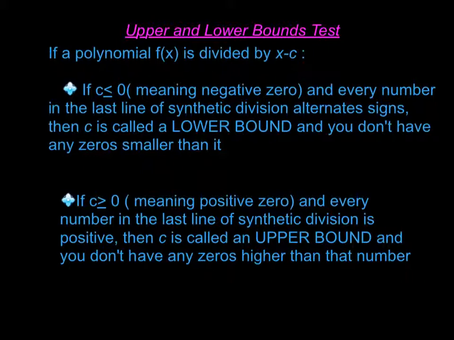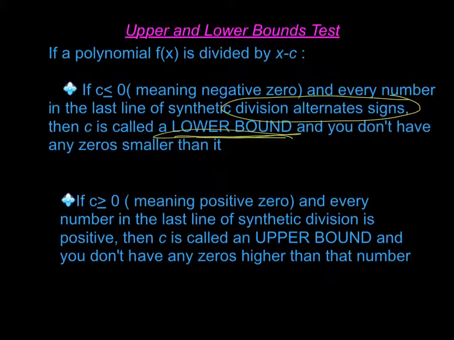Now we're going to look at the upper and lower bounds test. If a polynomial f of x is divided by x minus c, and your c is less than 0, meaning you have a negative zero, like negative 1, negative 2, negative 3, negative 4, and every number in the last line of synthetic division alternates signs, meaning you go from positive to negative, etc., it's called a lower bound. And you don't have any zeros smaller than that.